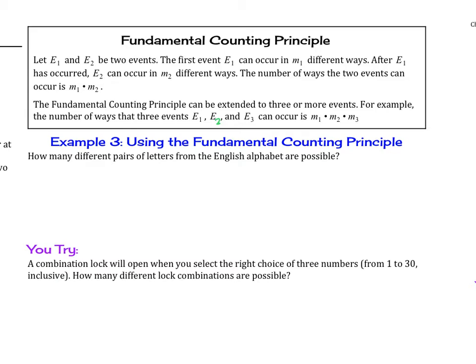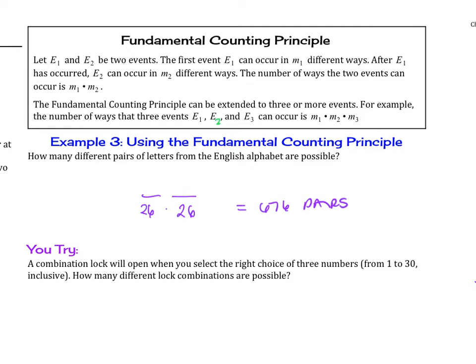So let's take a look at this example here. How many different pairs of letters from the English alphabet are possible? So we're talking about pairs. So 1, 2. So how many letters are there in the alphabet? Well, there are 26, and then there are 26, right? So that is the number of different pairs that we could have, 26 times 26, which equals 676 pairs.